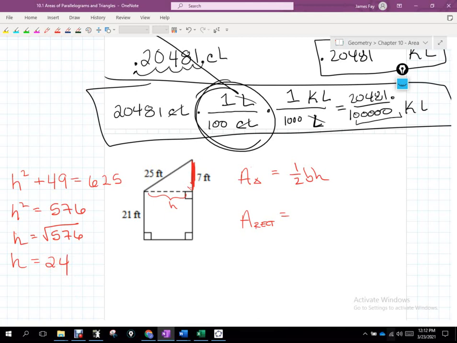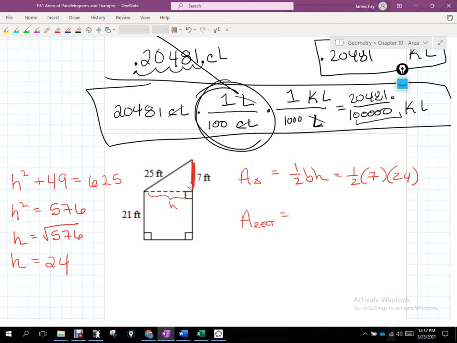Okay, so now we got H, we got B. So when I plug those in, we're going to have 1/2 times 7 times 24. When I have it written that way, 1/2 times 7 times 24, do I distribute the 1/2? Is that what I'm saying when I write it that way? So I take 1/2 times 7 and then 1/2 times 24?